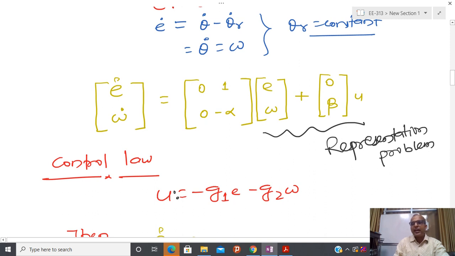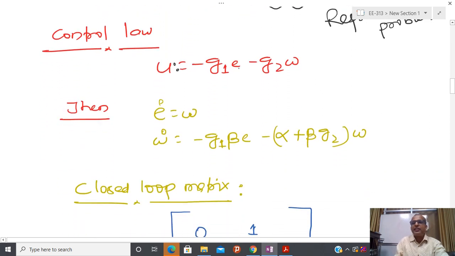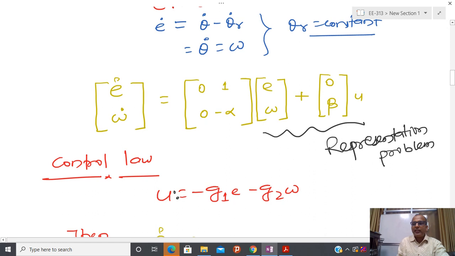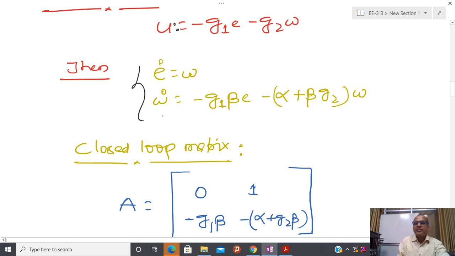Now my problem is that I have to design G1 and G2, meaning these two gains. Since I have two sensors here, I will get real-time information of E and omega. If you substitute this control inside the mathematical model, here this is my mathematical model, I can again rewrite the differential equation like this. So this is a second order differential equation, and try to see that now this is an autonomous system. After applying some kind of feedback in terms of a state, I have an autonomous system.